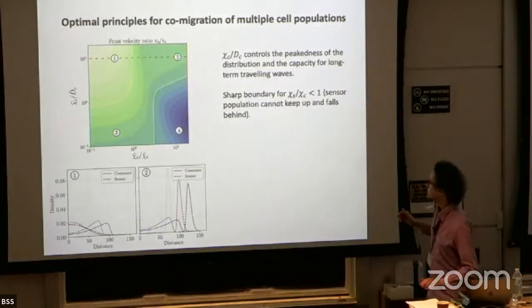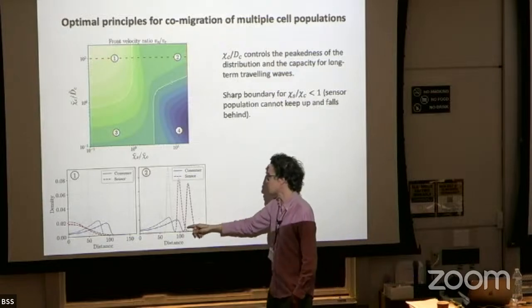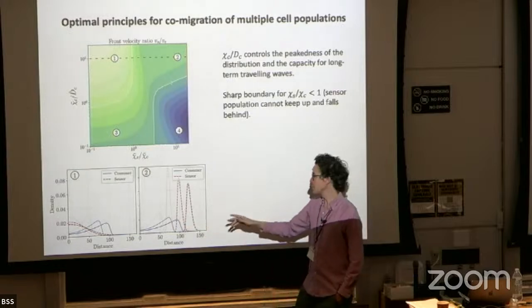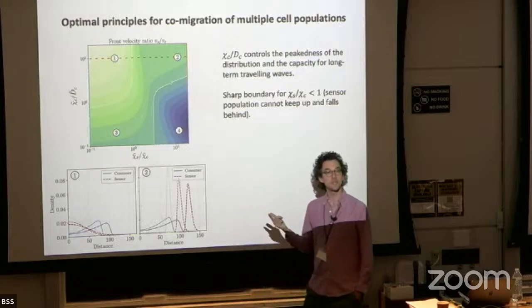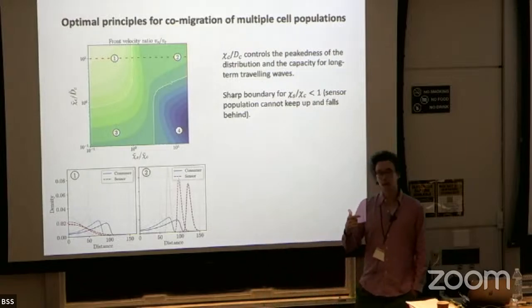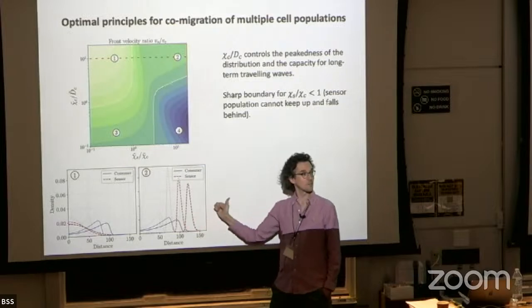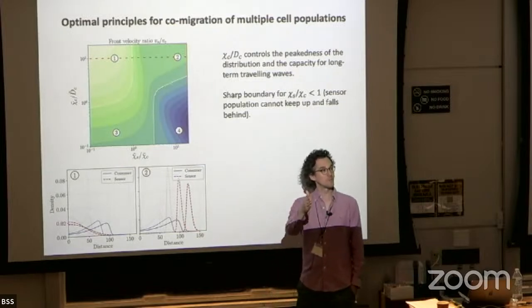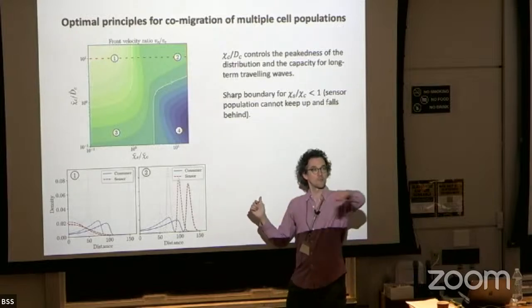Sorry, there's a problem with the animation. So if your sensors are much more efficient than your consumers, they can actually go in front, right? They're going to form a peak ahead of the consumers, but their speed is still bounded by the consumers, right? Because as these very efficient sensors start going in front, they bump against an invisible wall, which is the fact that if you go too far away from the consumer, your gradient is flat, right?